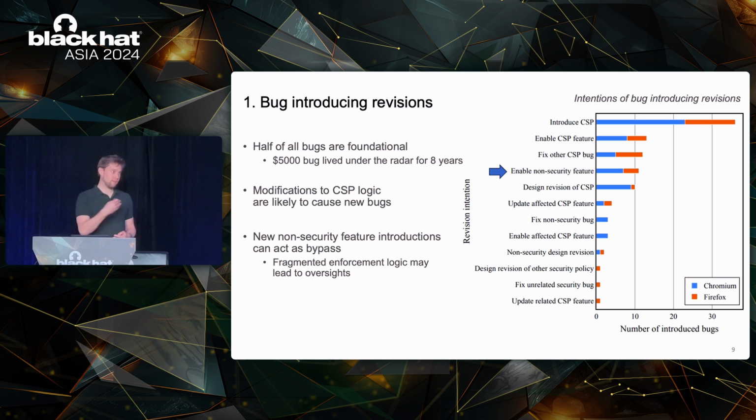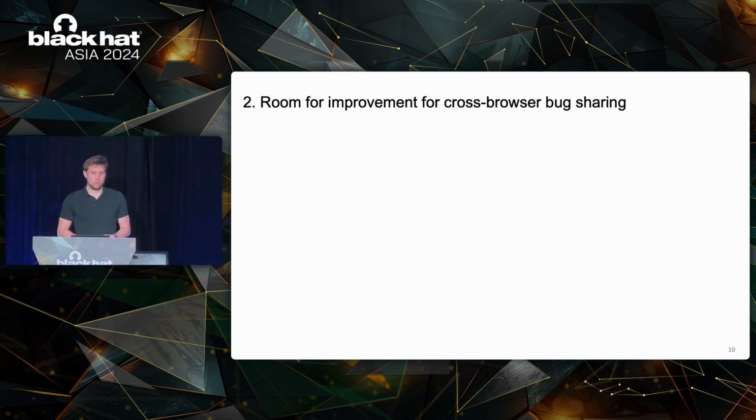Then also adding features that are not really related to CSP, but should be scrutinized, also caused bypasses because of oversights of developers. We also identified a lot of room for improvement for cross-browser bug sharing. So if a security bug is reported for a browser, it will be shared with the other browser vendors because they share the same functionality, same specs.